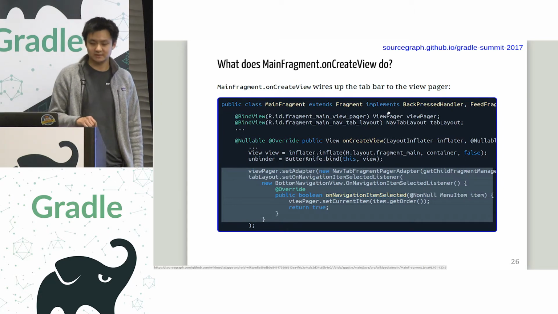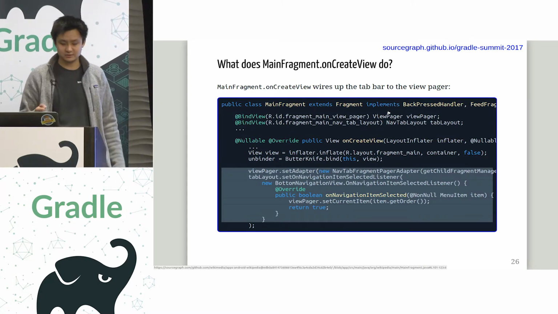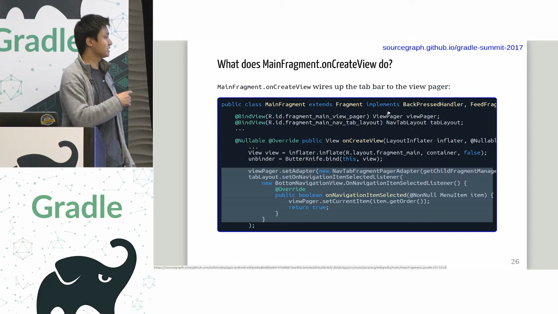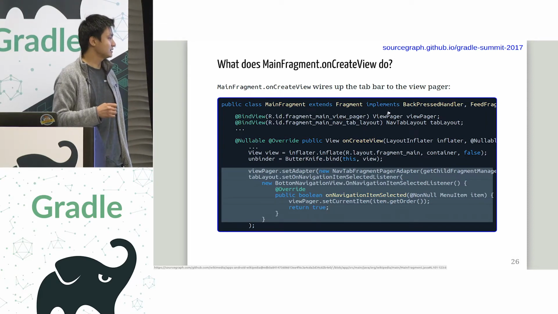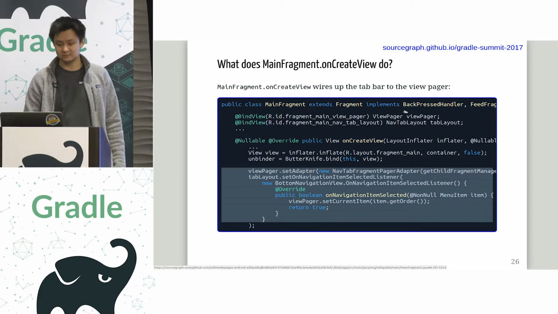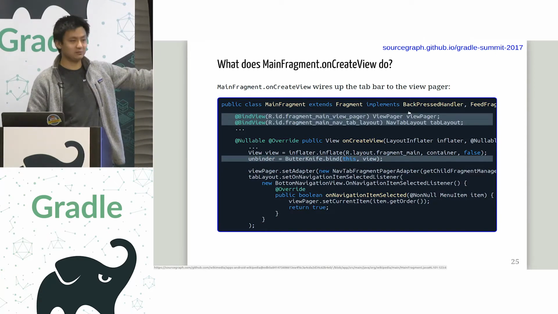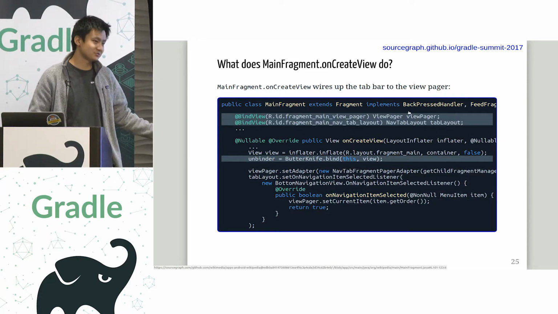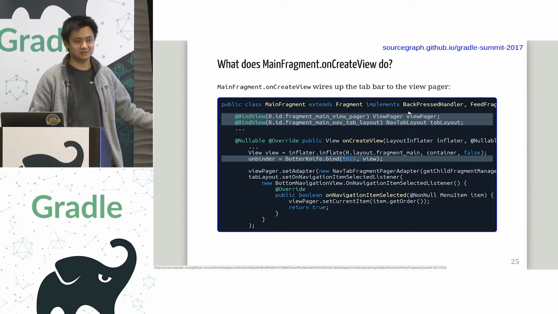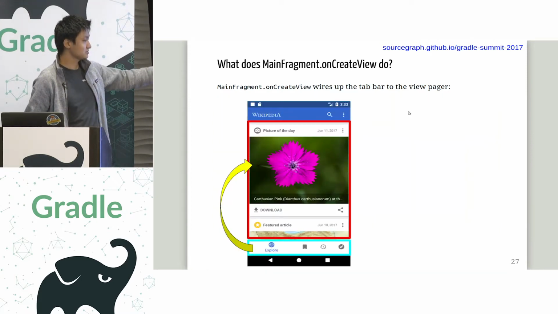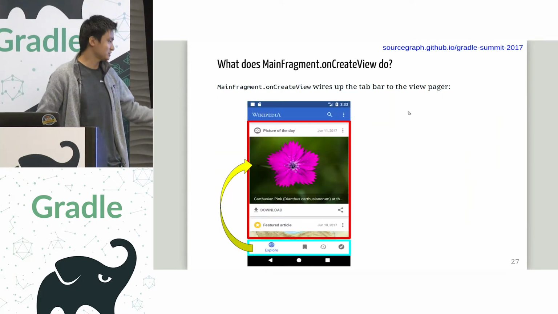Second thing it does is it adds more wiring logic. So it adds an adapter to the view pager, and it adds a listener to the tab layout field. So view pager and tab layout, those seem like the two things that might correspond to the things that we see on the screen, right? These two things. And that's indeed what they correspond to.